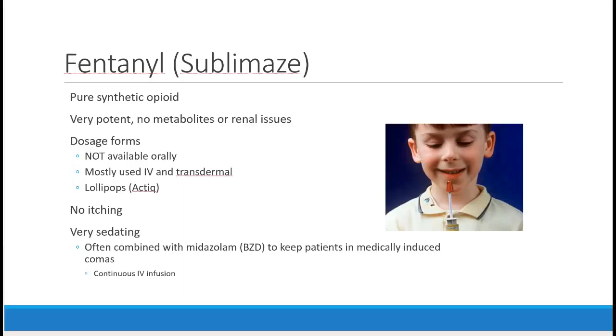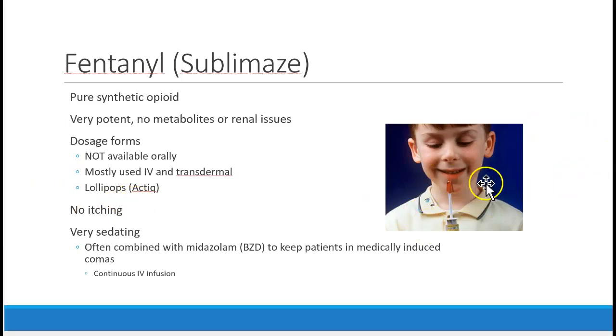So if somebody is still getting a histamine response on hydromorphone or Dilaudid, they likely won't have that experience at all on fentanyl. Fentanyl isn't available orally. It's available IV. It comes as a transdermal patch as well for chronic pain. It does come as this lollipop too called Actiq.